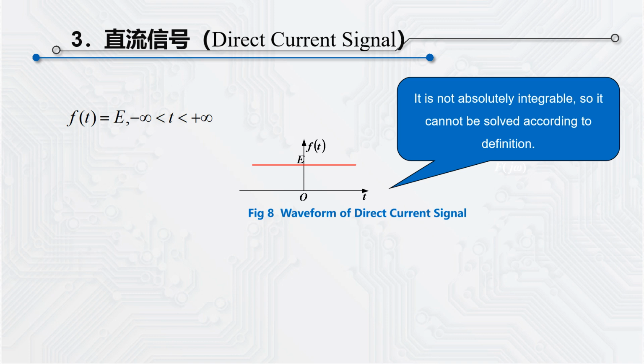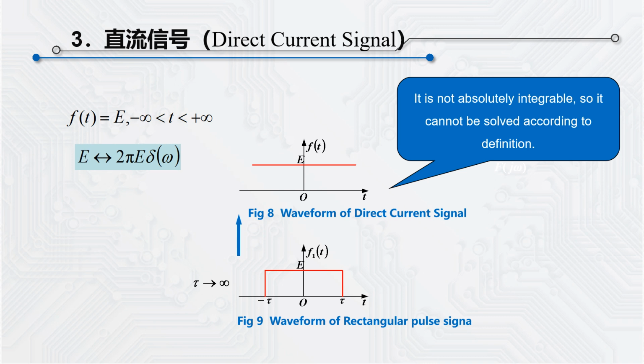Now let's take a look at DC signal. Figure A shows the time domain waveform of the DC signal. Obviously, it is not absolutely integrable, so we cannot find F(j omega) according to the definition. But we can make a transformation. Figure 8 is a rectangular pulse signal. When tau approaches infinity, the rectangular pulse signal approaches such a DC signal. So we can find the spectrum of DC signal through the way of finding the limit as shown in Formula 5. Figure 10 is its spectrum.